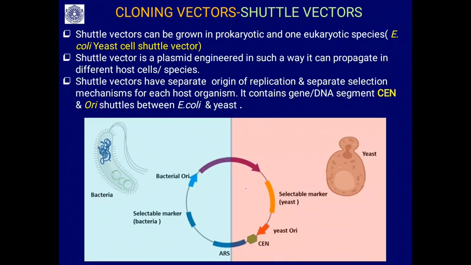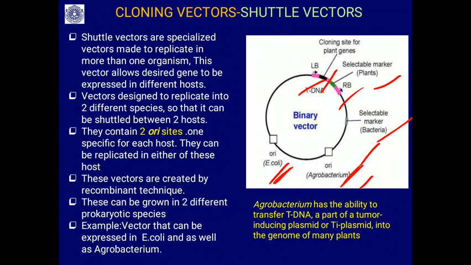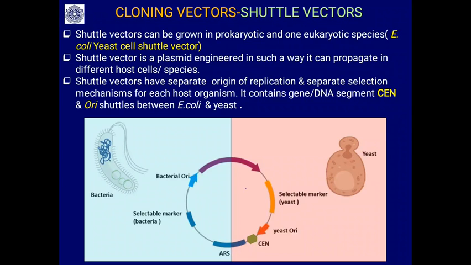Shuttle vectors can be grown in prokaryotes and also in eukaryotic species. The earlier example had two prokaryotic species. Here a shuttle vector can be designed to grow in prokaryotic and eukaryotic species, for example, an Escherichia coli and yeast cell shuttle vector. This shuttle vector is a plasmid engineered in such a way that it can propagate in different host cells or species. It can be grown in yeast cells and also in the Escherichia coli bacterium.